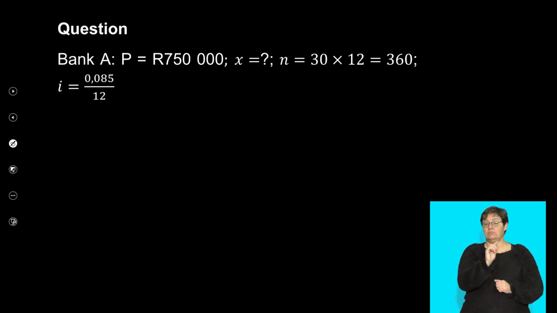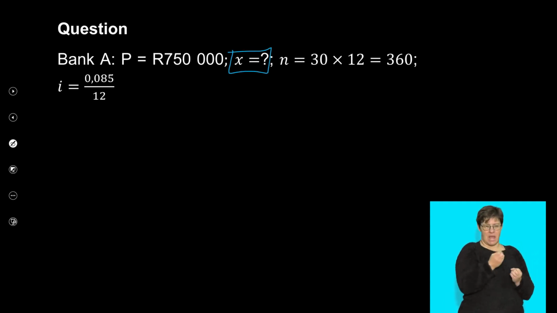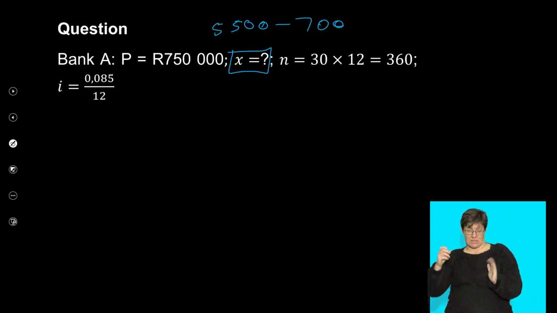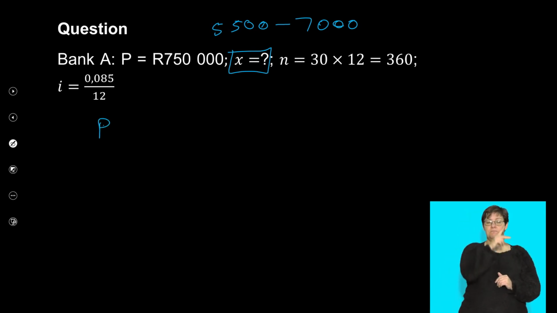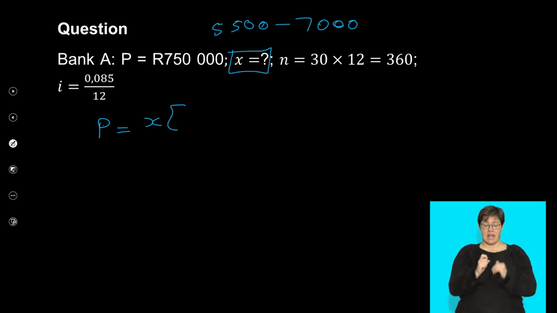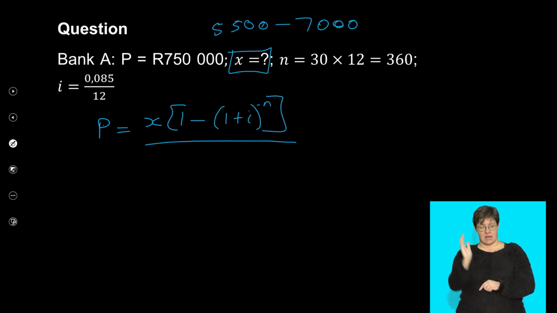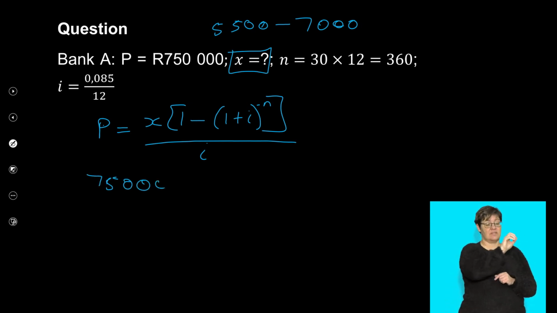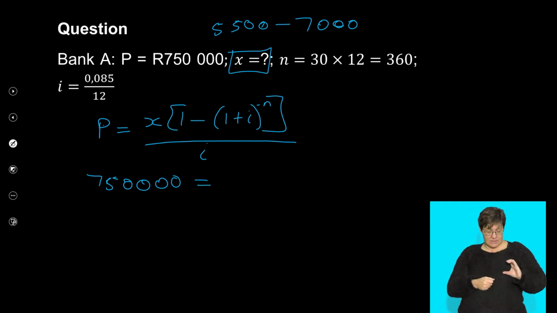So the very first one will be, we now need to look at how much she will pay. Remember our bracket: she said I can only afford 5,500 to 7,000. So we're going to use this. Firstly, P is equal to X times (1 minus (1 plus i) to the exponent of minus n), all of this divided by i. The principal amount, which is the outstanding balance, is the 750,000. That's what she wants to take. But she does not know how much she will pay, although she has an idea of what she wants to pay as a customer.